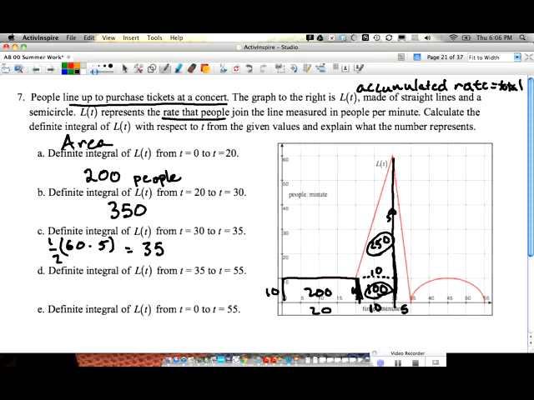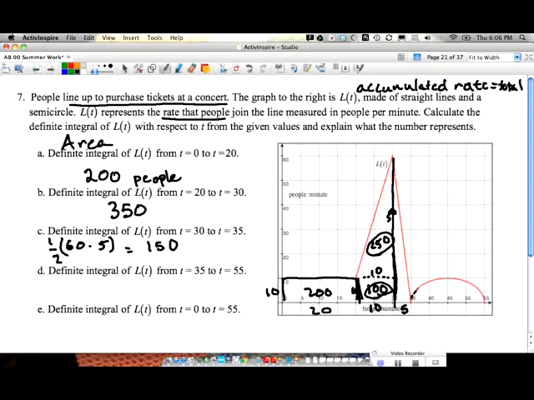So we wind up getting 350. Again, is that right? No, that can't be right. Let's double check that. 60 times 5 is going to be 300, half of that is going to be 150. There we go, 150. The definite integral from 35 to 55.